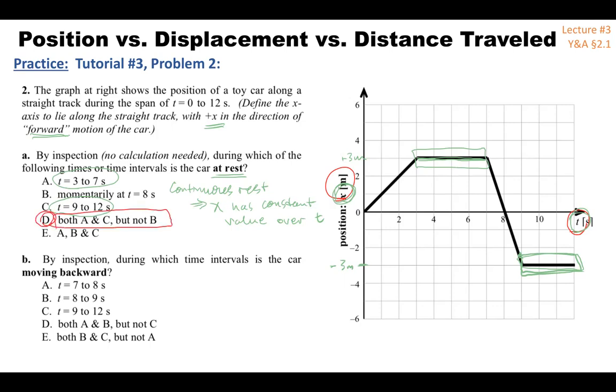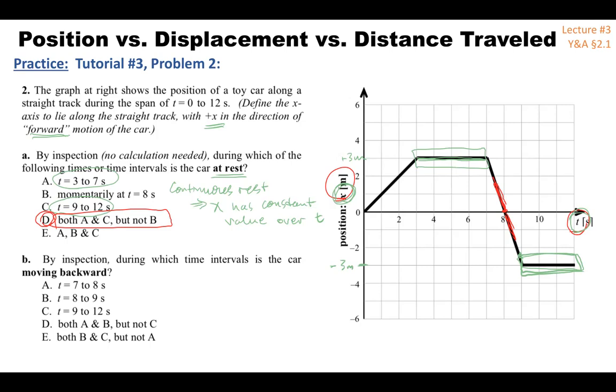At point B, at 8 seconds, which is answer choice B, the car is cruising backward at a constant negative velocity. So you can see right before t equals 8 seconds, the car is cruising backward with a rapid negative velocity, and right afterward, it's cruising backward with the same negative velocity. So 8 seconds is not a moment of rest. I was just trying to fool you.